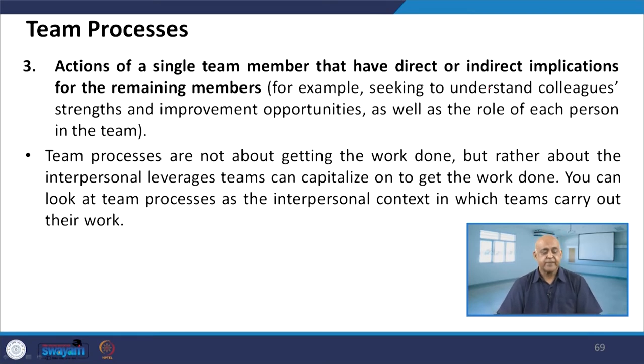Team processes are actions of a single team member that have direct or indirect implications for the remaining members. For example, seeking to understand the colleagues' strengths and improvement opportunities. So, in that case, how to understand the colleagues' strengths and improvement opportunities? Therefore, the role of each person in the team is important. They understand that the role of each team member is very, very important. Team processes are not about getting the work done, but rather about the interpersonal leverages the team can capitalize on to get the work done.